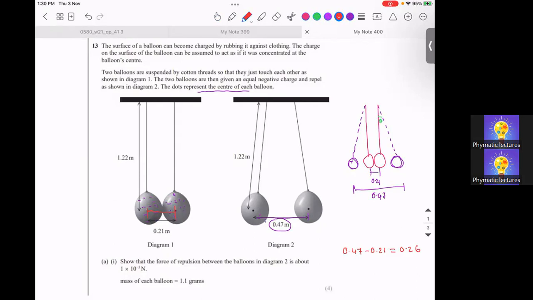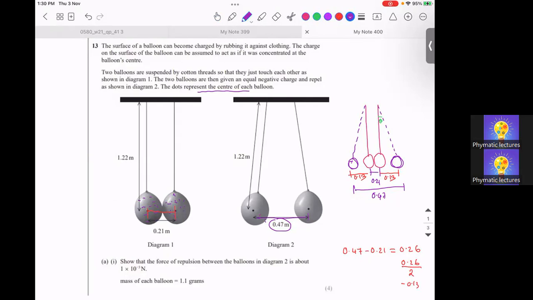So we know that this is a symmetrical figure. So if 0.26 is the total shift, then the individual shift will be 0.26 by 2. That means 0.13. So this is shifted 0.13 and this is also shifted 0.13, such that 0.13 plus 0.21 plus 0.13 altogether is 0.47. Any confusions? Hope you got it.